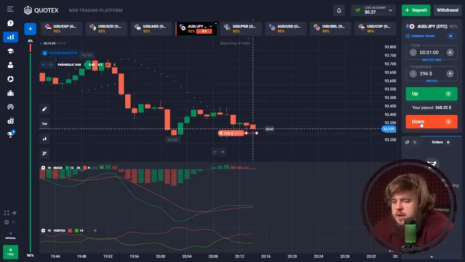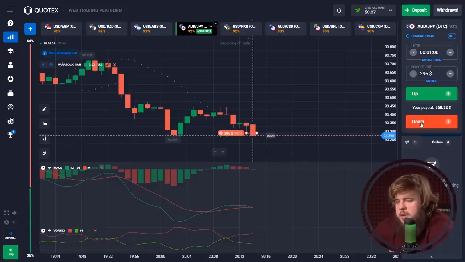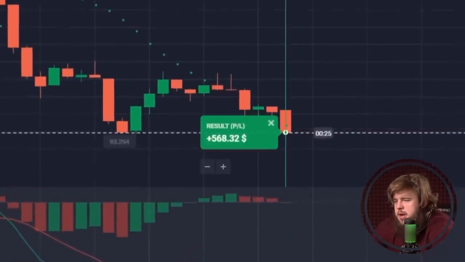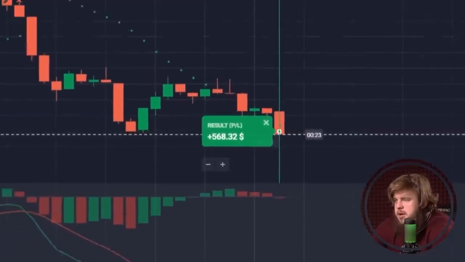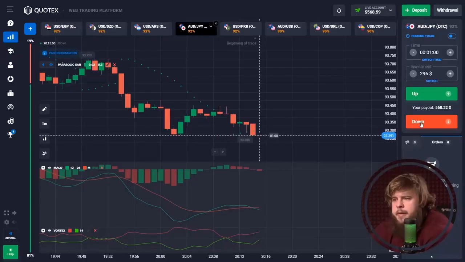Now we have opened a sell position because, as you see, we observe a very strong down-going trend. MACD and Vortex are telling us that we are dropping. Maybe we will even break through the strong support level of 93.290.